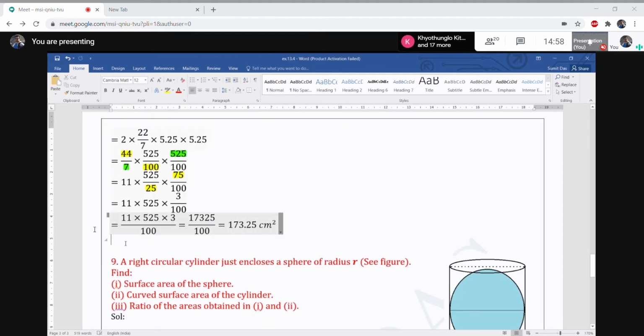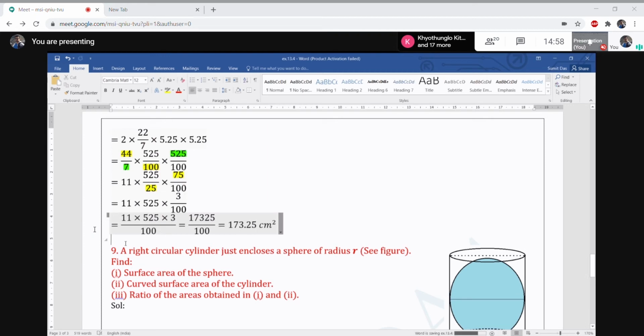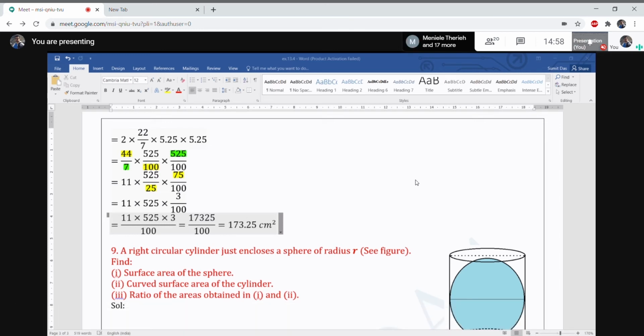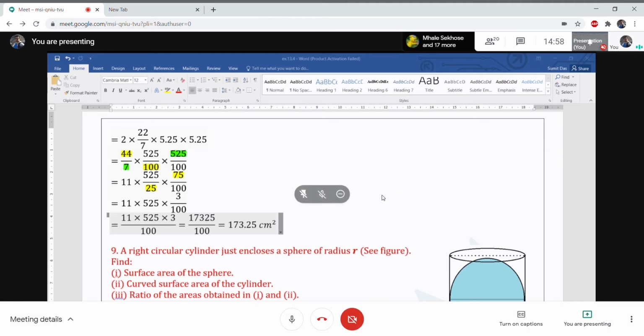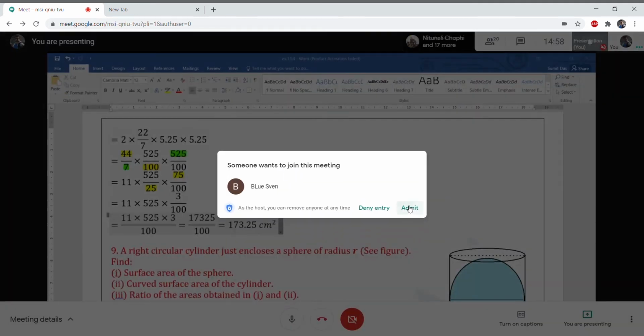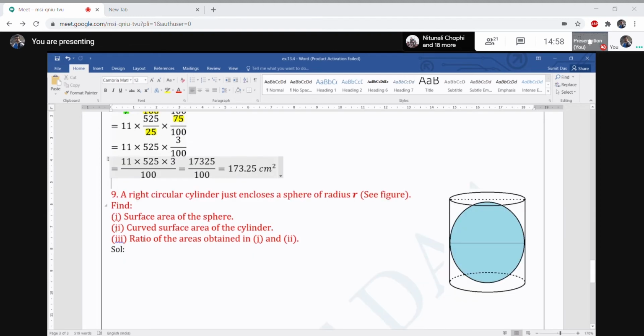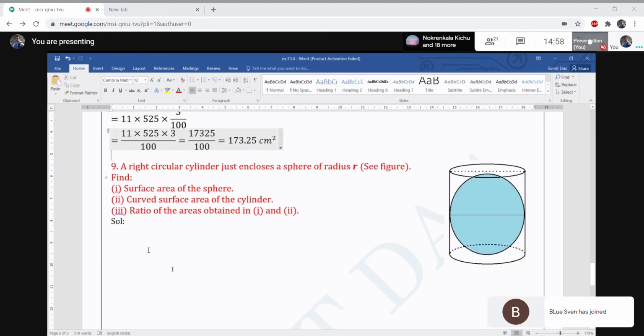Now let's move forward to question number 9. Question number 9 is a very important problem. If you are having any doubt in between, you can ask me in the comment box, because I'm also a little bit in a hurry since it's already late, so I'm going a little bit faster. Now this question number 9.